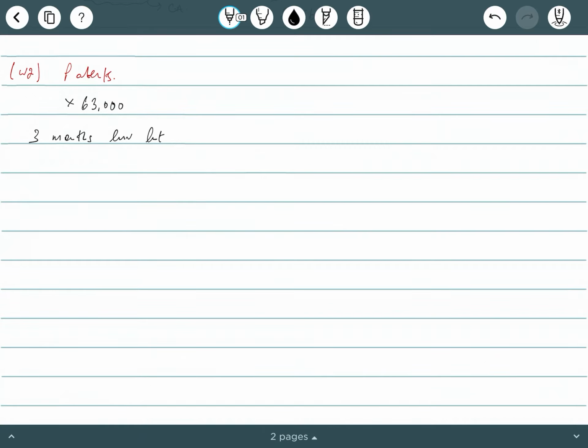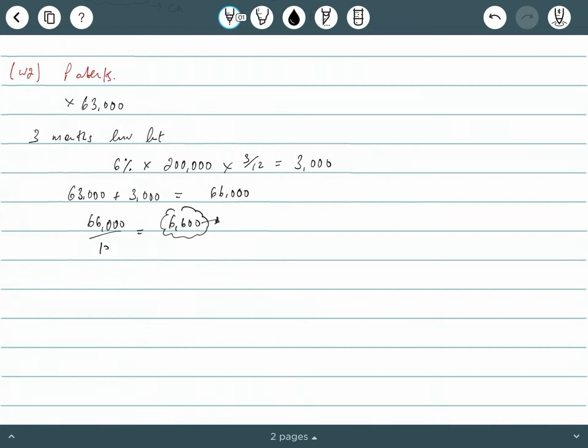Well, if you go back to your trial balance, you see that their investments is 6% of 200,000. And we want it for 3 months, so we multiply it by 3 over 12, and that gives you a figure of 3,000. So as we know, we add that back onto your patents, so 63,000 plus the 3,000 gives you your correct figure for patents of 66,000. We're writing this 66,000 off over 10 years, so this year we're going to be writing off 6,600. That 6,600 is an admin expense.